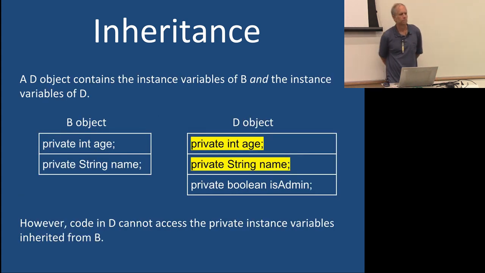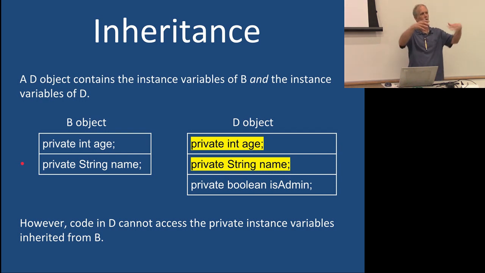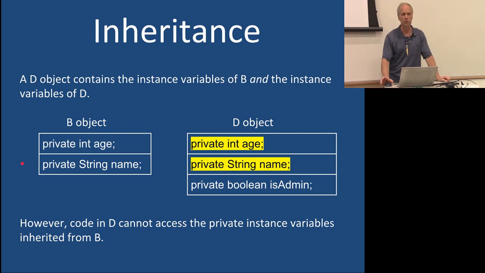Okay, first thing to know. A D object contains the instance variables of B as well as the instance variables of D. Look right here, this is a B object. Remember, B is the base object, the thing being inherited from. Suppose the B object contains an age instance variable and a name instance variable. So you know that every B object will have those two values in it, an int and a string. You create a million B objects, you'll have a million objects that contain these two things. You're used to that.